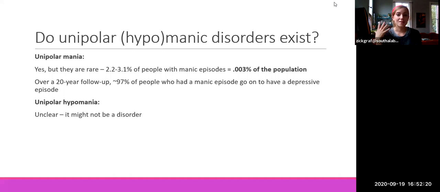However, there is a small amount of evidence that there are some individuals who experience mania and never, at least in a 20-year follow-up period, never experience depression. But it's rare. So only about 2-3% of people who have one manic episode never go on to have a depressive episode in the longest follow-up period we have, which is 20 years. So 2-3% of people with bipolar disorder with mania, so bipolar 1 disorder, equals less than 0.01% of the population. It's 0.003% because it's 3% of 1%. So it's super rare, if not non-existent.